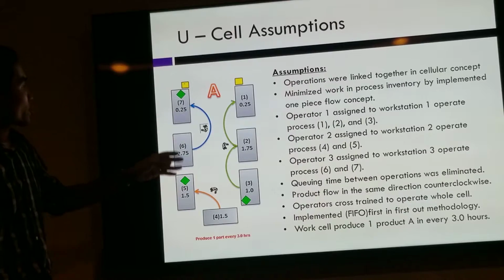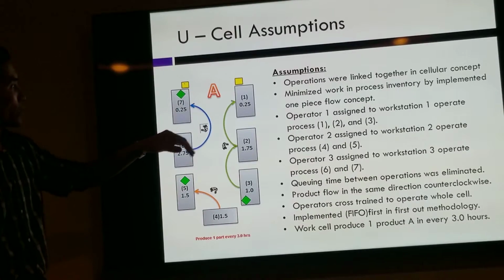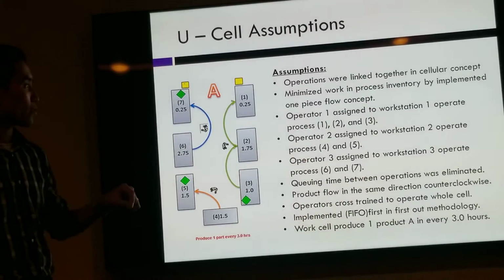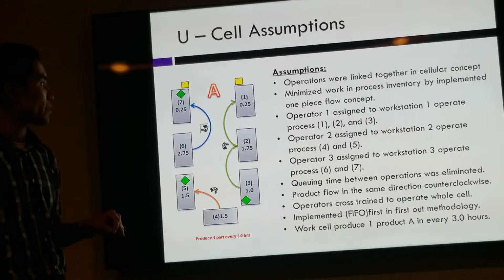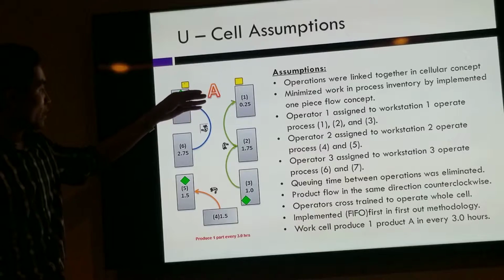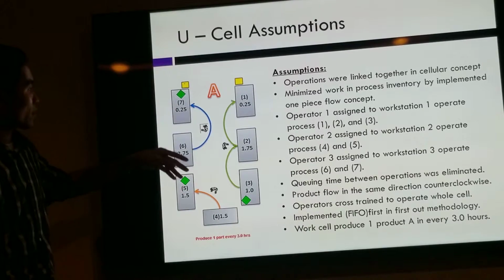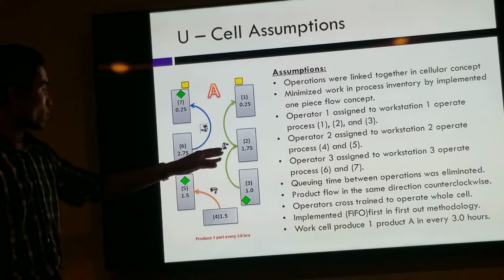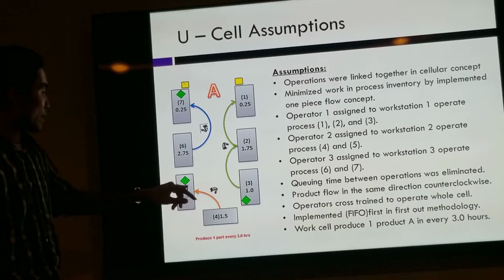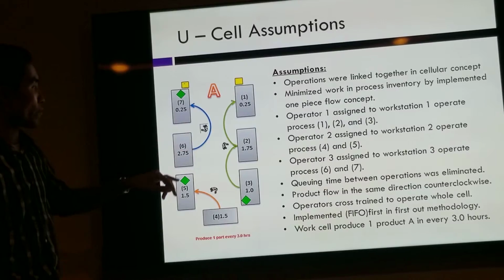Here's the U cells assumption. Some of them: we link the processes together, and we implement the one-piece flow concept. From here, we're going to see it divided into 3 workstations. Currently, processes 1, 2, and 3 are station 1, 4 and 5 are station 2, and 6 and 7 are station 3.